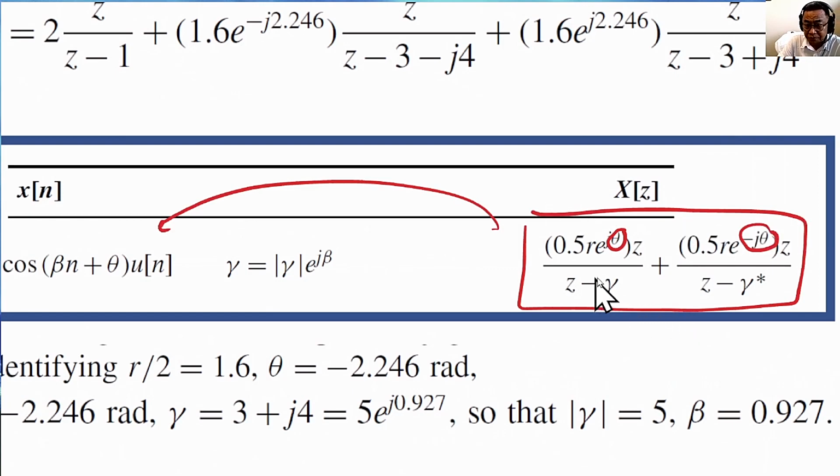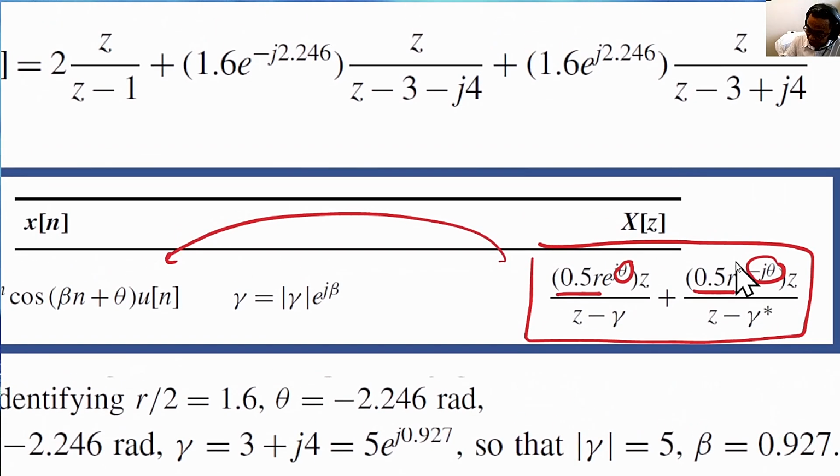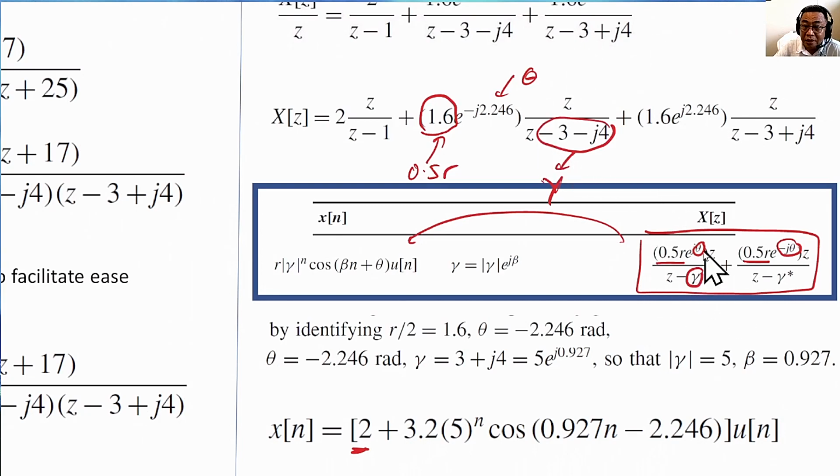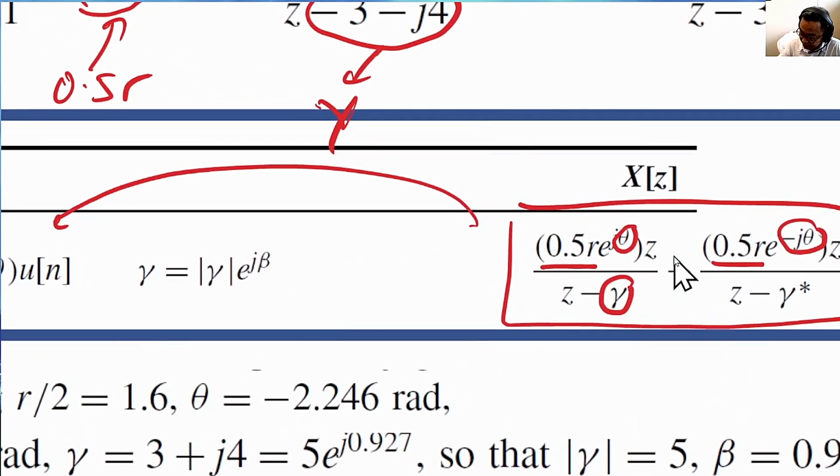Alright, now you realize that here is 0.5 r. So now let's begin to identify. This value here is 0.5 r. This here is theta. And this bottom here is gamma. So we have gamma, theta, and r.